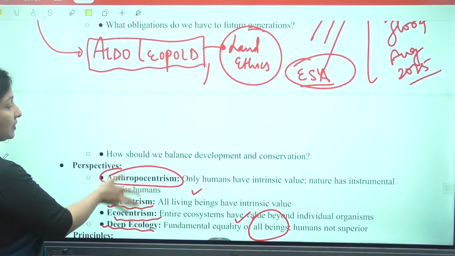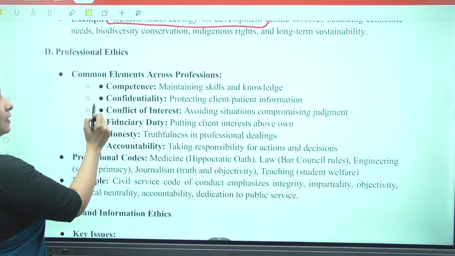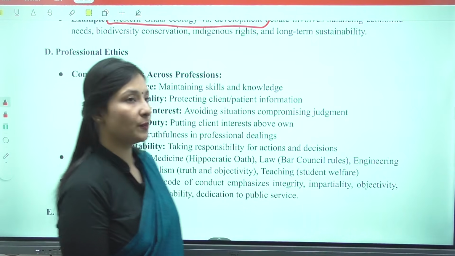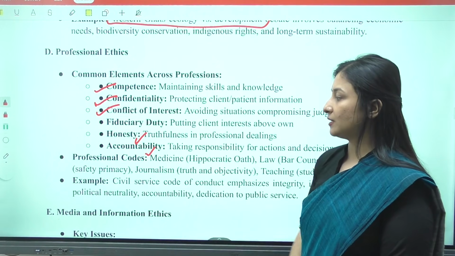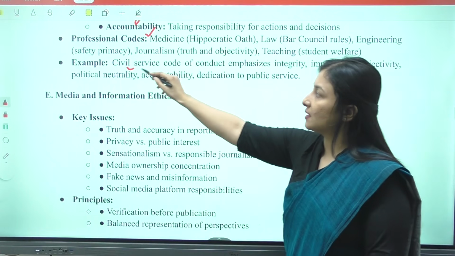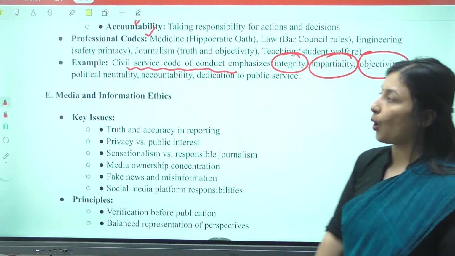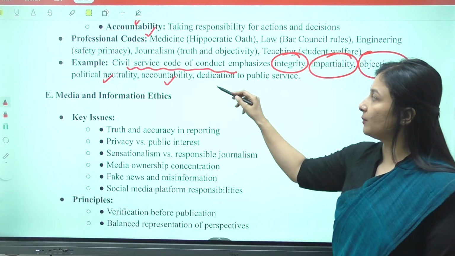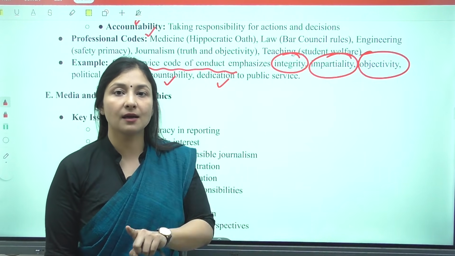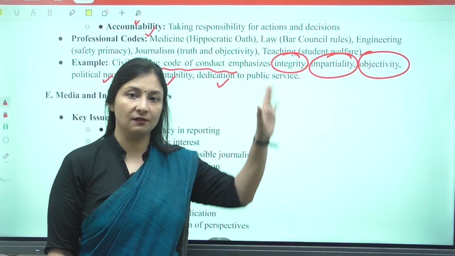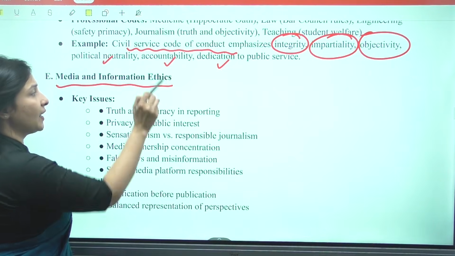Okay, so professional ethics, another applied form of ethics we see. You should have competency, confidentiality. There should be no conflict of interest between your personal and professional ethics, right? There should be honesty and there should be accountability. The Civil Service Code of Conduct emphasizes professional integrity, impartiality, objectivity, political neutrality, accountability, dedication to public service. All these key terms I am going to discuss in the class on aptitude and foundational values in civil services. Okay, wait till then.